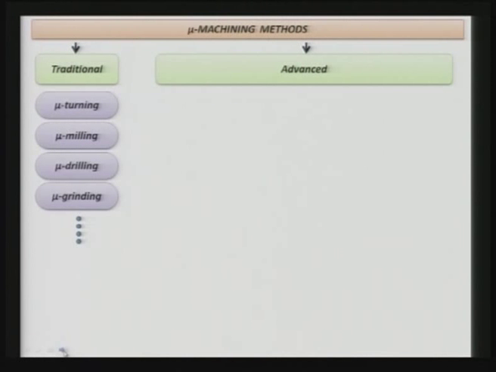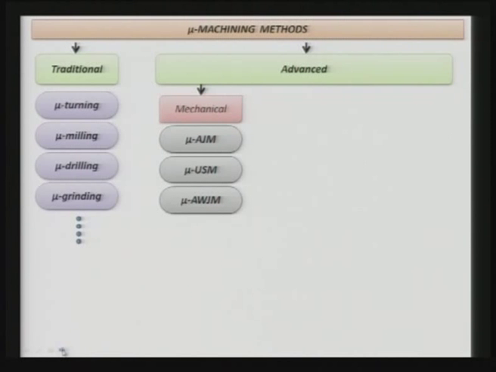Now, there are various micro machining methods which use traditional as well as advanced machining processes. Now, if we see the traditional micro machining processes, it includes micro turning, micro milling, micro drilling, micro grinding, etc. Then there are advanced micro machining processes. Again, they can be classified into mechanical type of micro machining processes, which includes micro abrasive jet machining, micro ultrasonic machining, micro abrasive water jet machining, then micro nano finishing processes like abrasive flow finishing, magnetic abrasive finishing, magnetorheological abrasive flow finishing, magnetic float polishing, and so on.